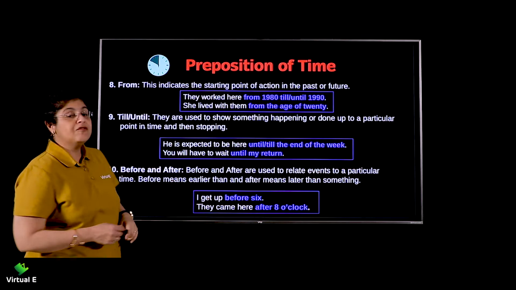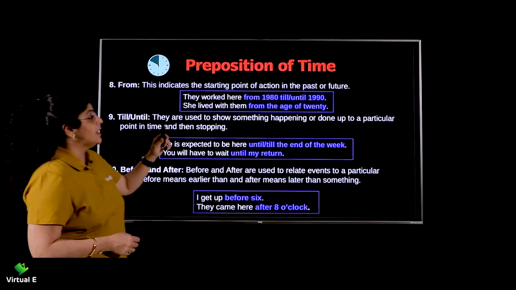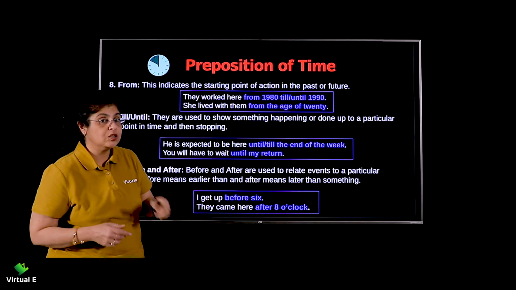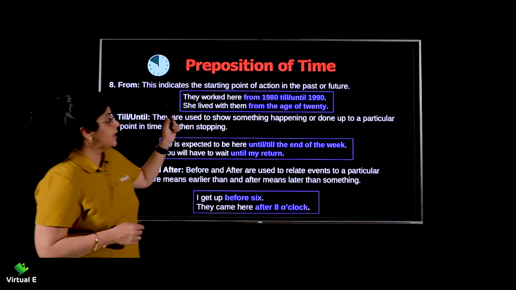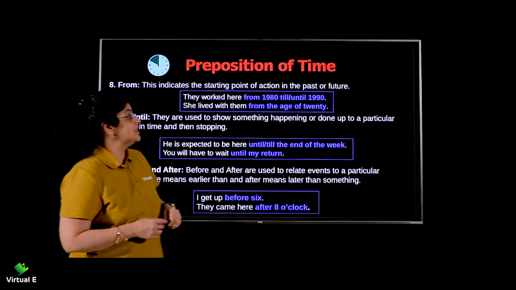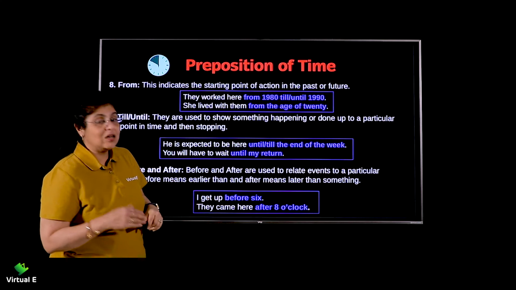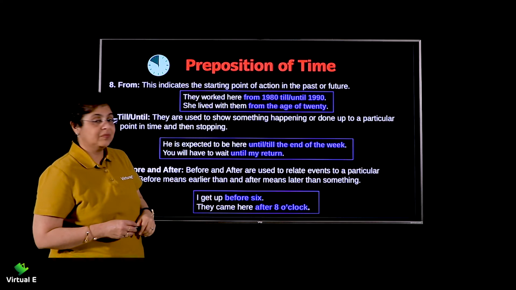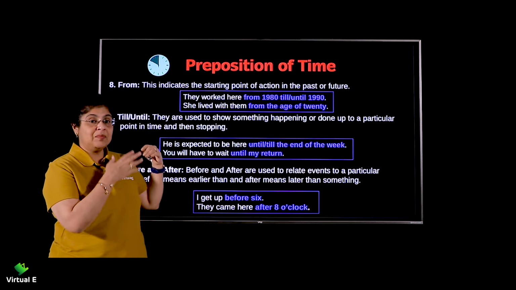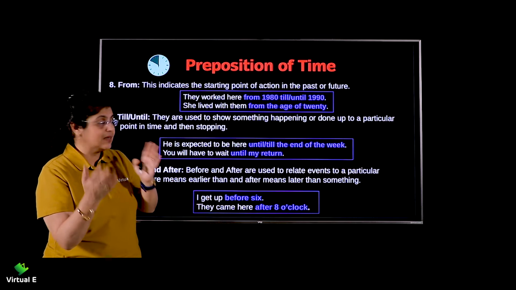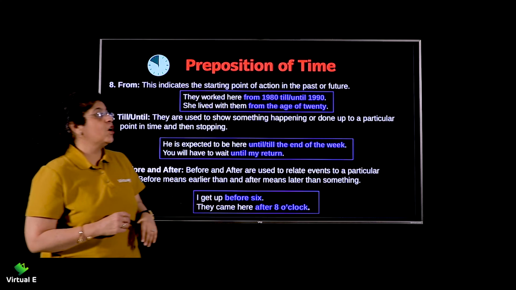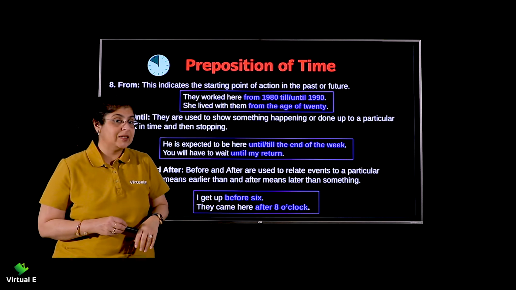Moving further, from. This indicates the starting point of action in the past or the future. Now, they worked here from 1980 till or until, which means the same, 1990, right? So they started from there till there. It started then and went on till there. She lived with them from the age of 20.